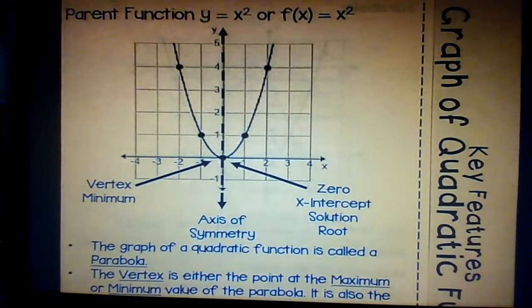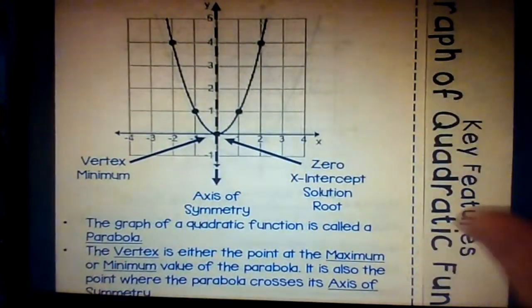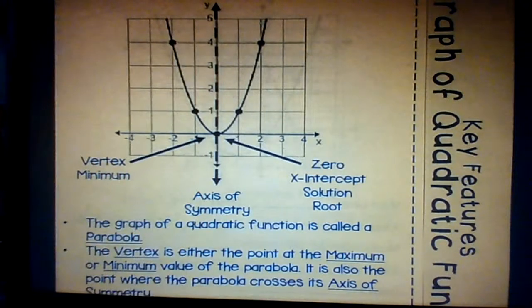So there are some key features that you need to know about this graph. One, the graph of a quadratic function is called a parabola. Okay? That's what they call this shape. Think about it. It's a valley, or if I turn it upside down, it's a hill. We call it happy face, sad face. No, it's not going to go sideways yet. That's Math 3. Math 3 takes it sideways.